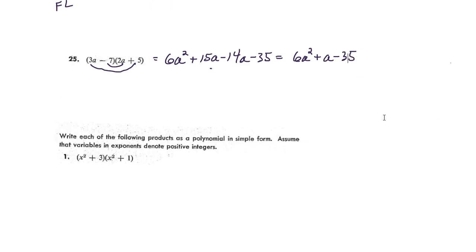Next, write the following products as a polynomial in simple form. That's the same thing we're just doing. We want to write it as a polynomial. That means to do FOIL, to get a final polynomial answer.